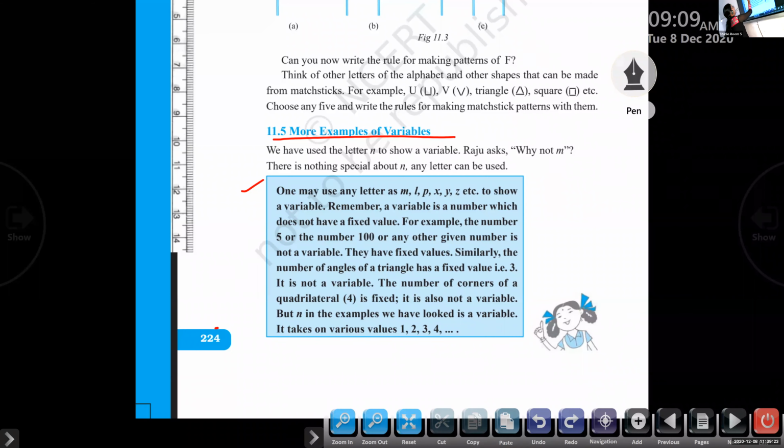See, we have used the letter n to show a variable. Then Raju asks, why not m? There is nothing special about n. Any letter can be used. Can you read that line? Instead of n, why not m? We can use m also. For a variable we can use any alphabet. Ma'am, should we write that? No need. That is just an explanation.